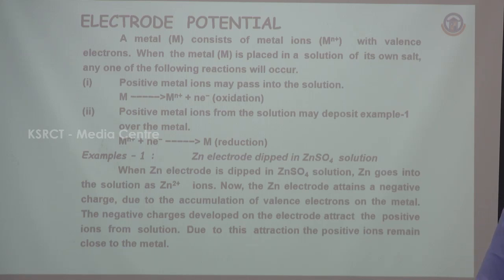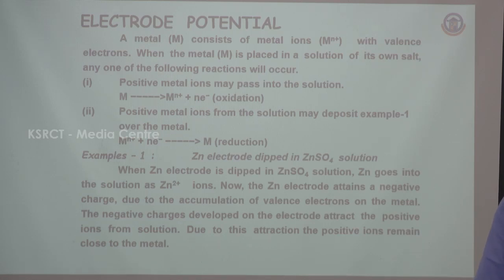What is oxidation potential? When a metal is dipped in its own salt solution and undergoes oxidation, that means removal of electrons, this is oxidation potential. Reduction potential is the tendency of a metal to gain electrons when the metal rod is dipped in its own salt solution. What does standard electrode potential mean? The same definitions, at standard conditions.